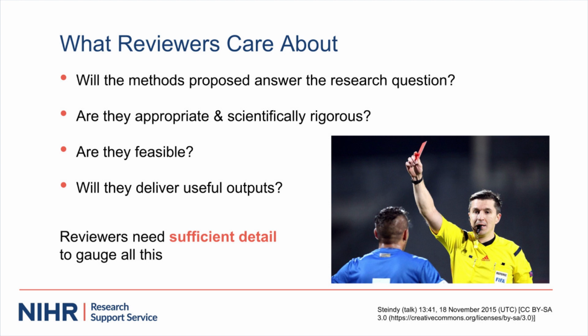You may have a massive data set and it may have lots of variables, but how accurate are those variables? I mean, are variables missing? And at the end of the day, will these methods deliver useful outputs? And reviewers need sufficient detail to gauge all this. And it's very difficult in grant applications, I think, to balance that level of detail that satisfies reviewers with the word counts that you're faced with in grant applications.